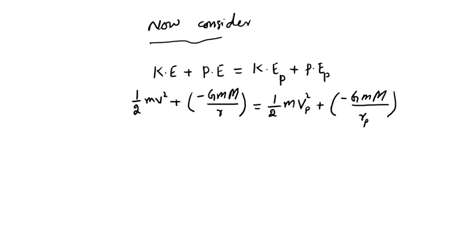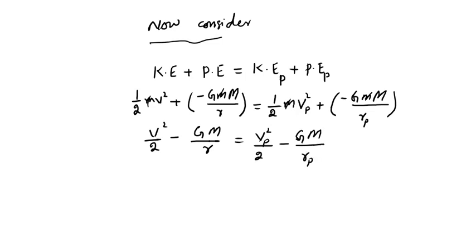Now if we simplify it, this m will be cancelled out from both sides of the equation. Now we can say that v squared divided by 2 minus GM divided by r is equal to Vp squared divided by 2 minus GM divided by Rp. Let's call this equation number 1.